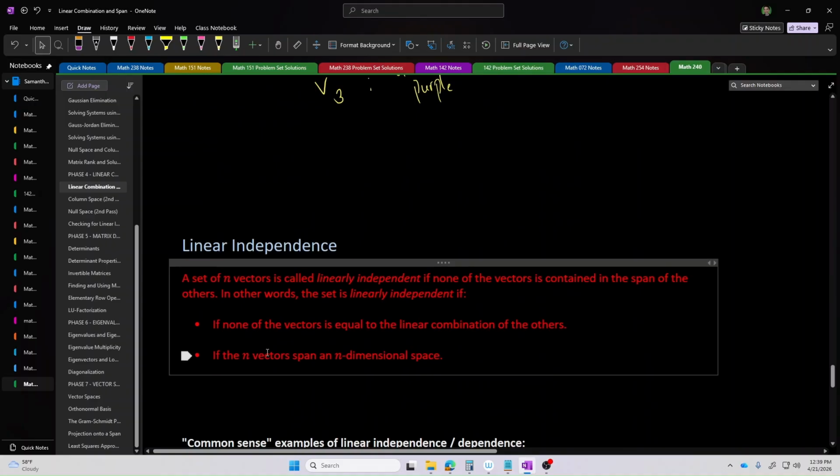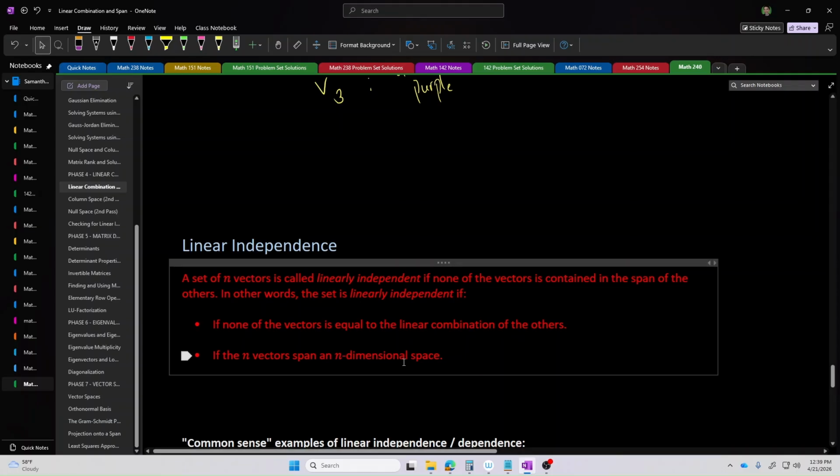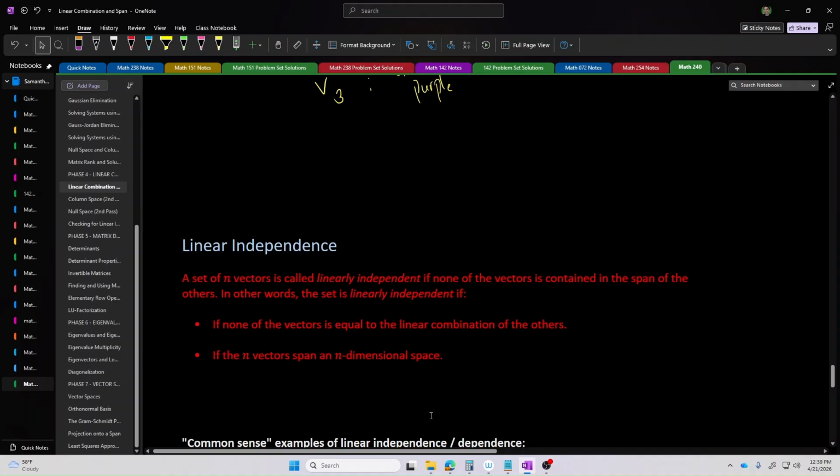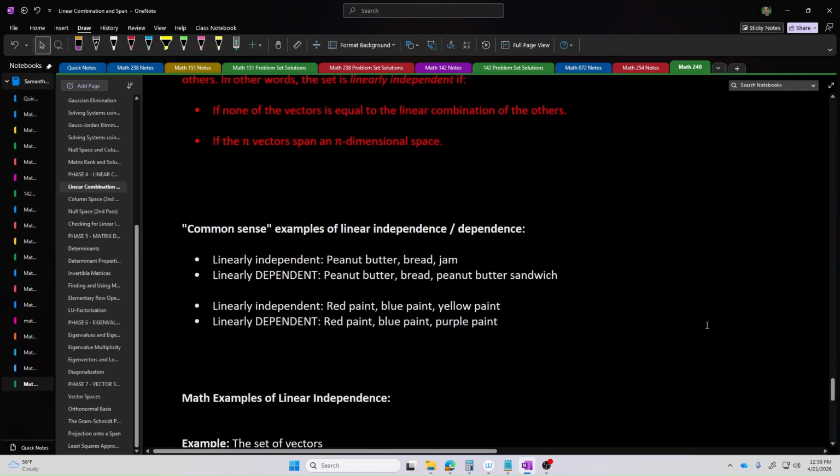If you have n vectors and those vectors span something that is n-dimensional, then that means that none of your vectors is redundant. All of your vectors are meaningful and distinct from each other, and so those vectors would be called linearly independent. Once again, you can make sense of this in terms of real world stuff.